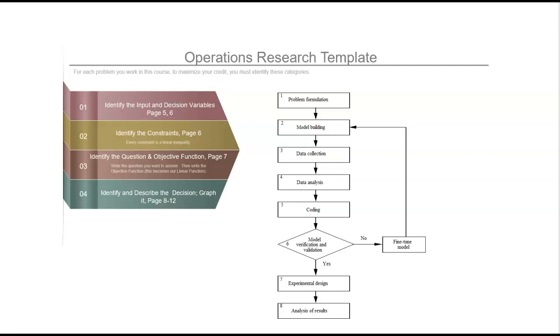Now, on the left are things that I think will be useful for you. So you want to identify the input and decision variables, and you'll find some conversation about that on pages 5 and 6 of the book. We'll go through their cupcake example in a minute. Then you want to identify the constraints. You'll find that on page 6. You want to identify the objective function on page 7. That's discussed. And then we'll learn to graph them. We're not going to do a lot of graphing this week.